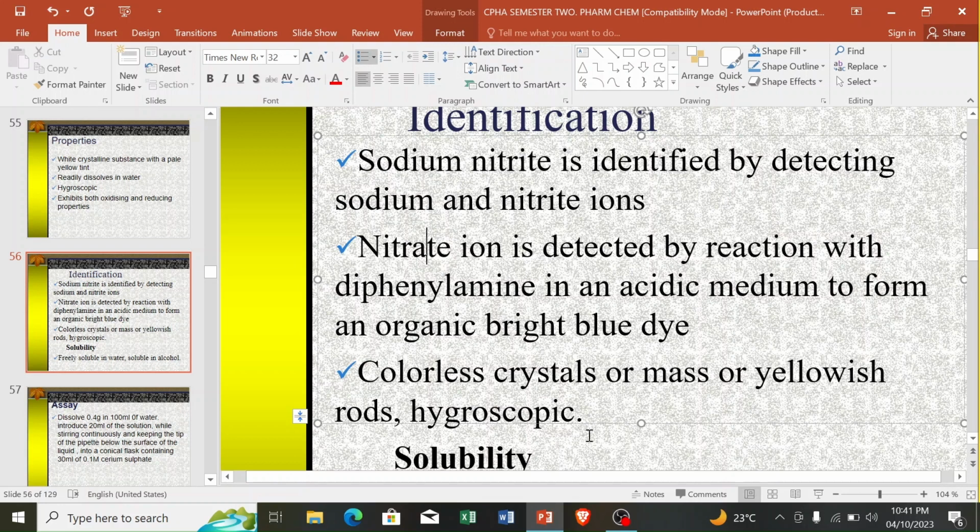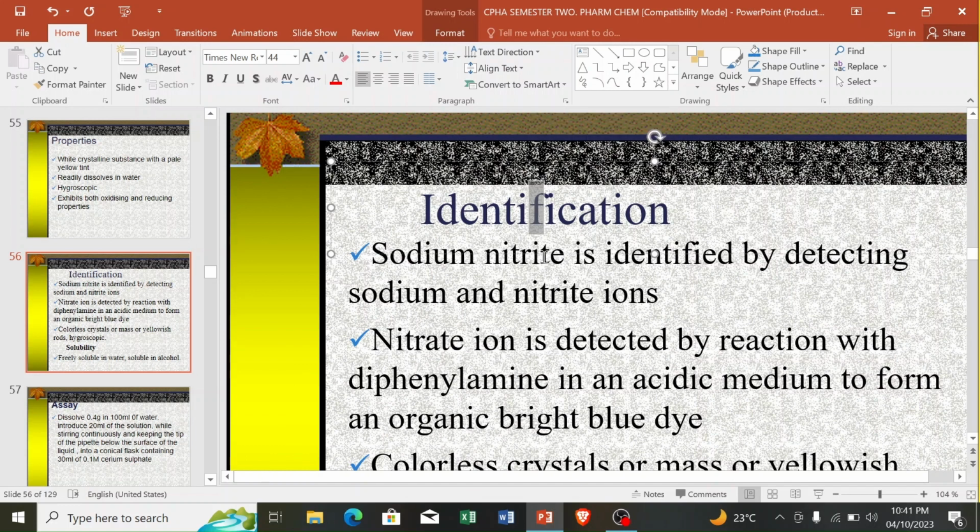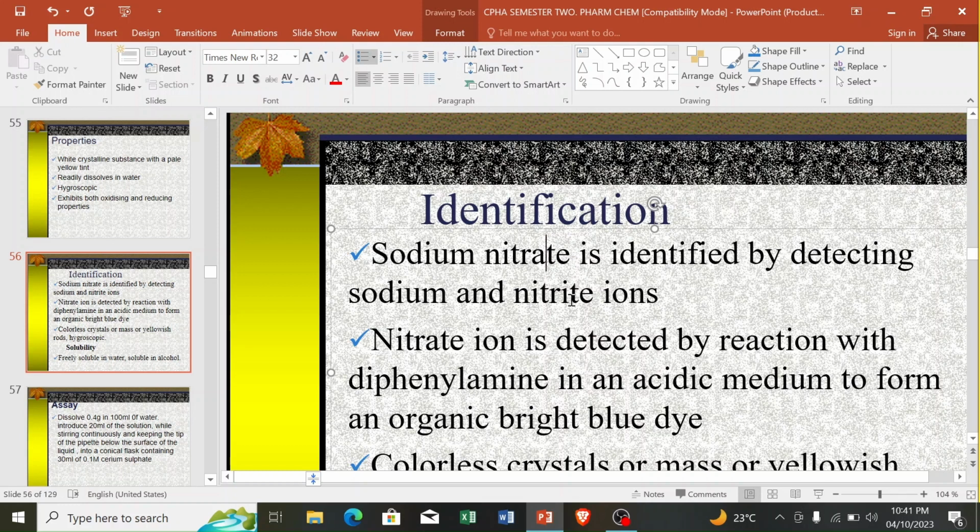So you can be asked, why have I not repeated it here? Because we already did it for sodium ions. So we are just looking at the nitrate ions separately. That is why we are focusing on that. But when you are asked to carry out an identification test for sodium nitrate, make sure you identify the nitrate ions and the nitrite ions separately.